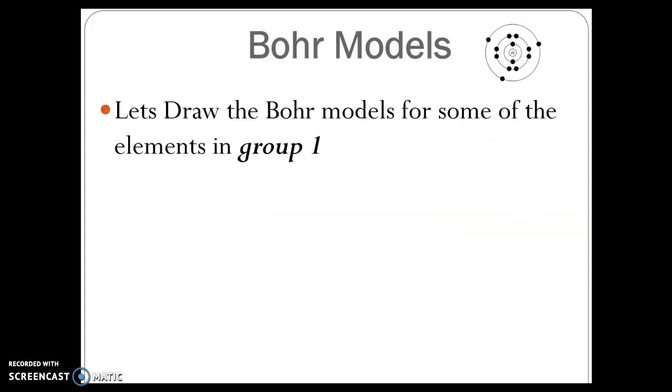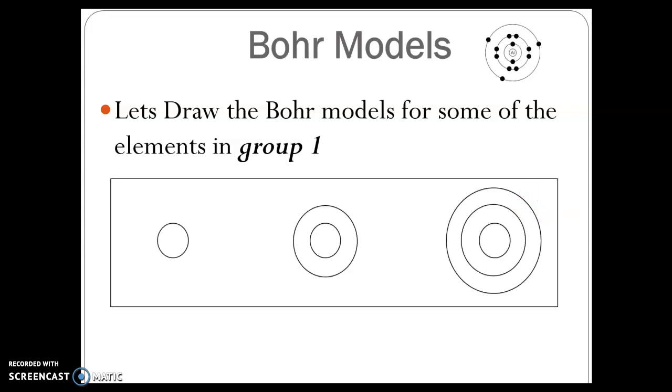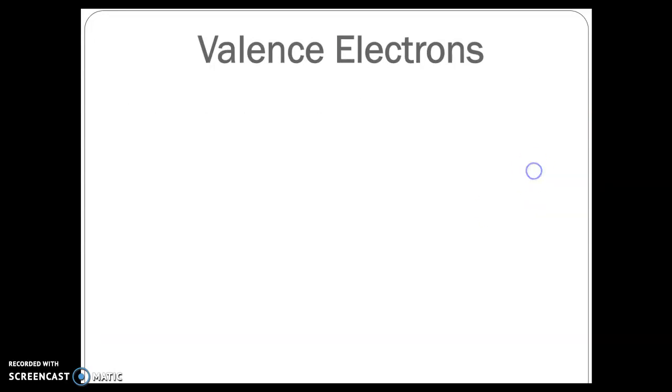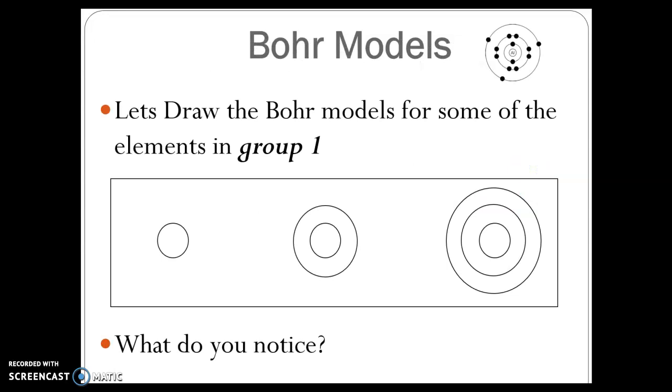All right, so let's draw the Bohr model for some of the elements in group 1. All right, so that's hydrogen. I want you guys to put some dots or X's on the diagrams that you have. All right, so make sure you have that added in. All right, and what do you notice? Hint, hint, it has something to do with the group that it's in. Also, remember that you need to have 2 on the first, 8 on the second, and no more than 18 on the third. Okay?